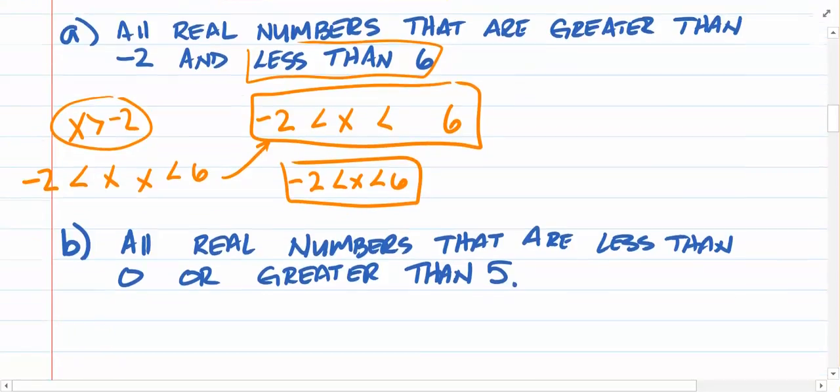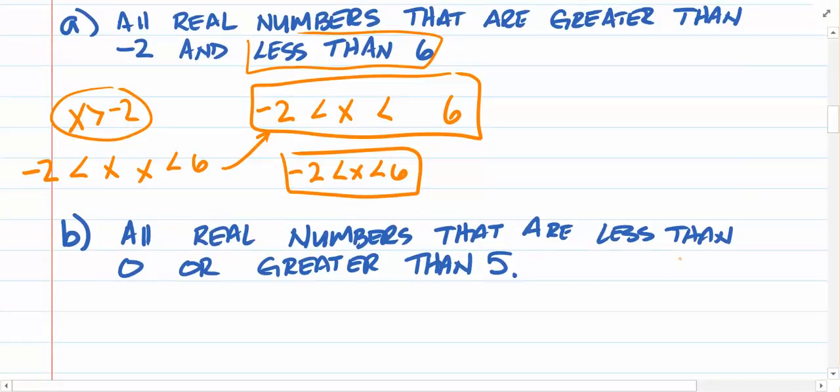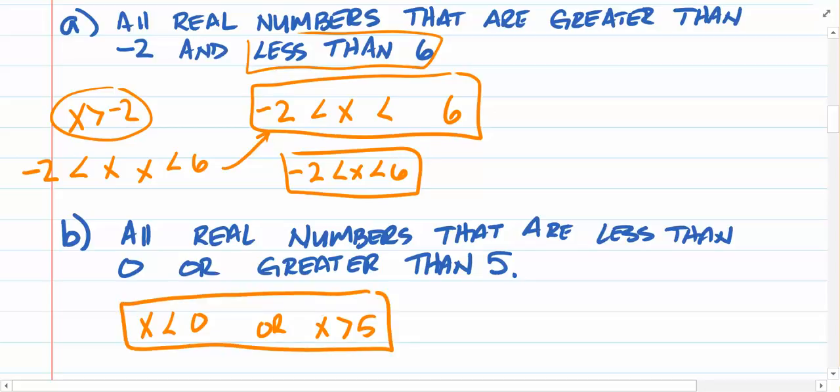Okay, take a look at part B here. All real numbers that are less than 0. So x is going to be less than 0 or greater than all numbers that are greater than 5. So I would simply just say or x is greater than 5. So with an or statement, you actually just keep the word or in between. With an and statement, you put the x in the middle, like we've written here in example A.